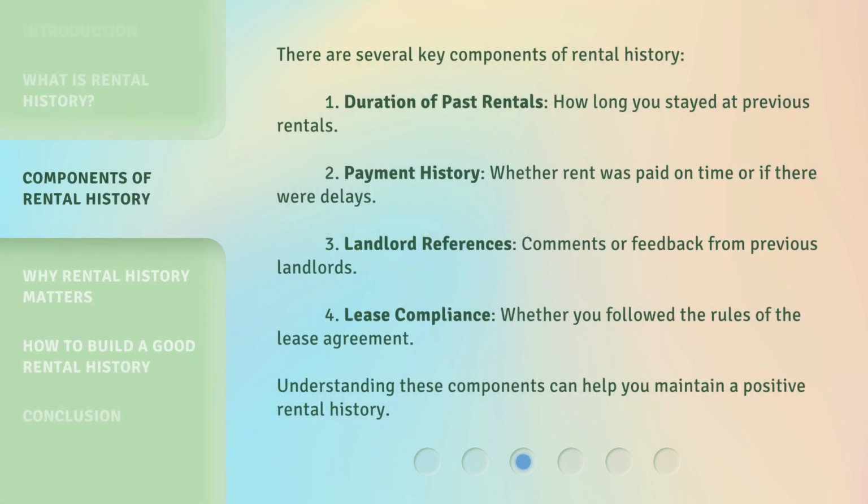There are several key components of rental history. 1. Duration of past rentals. How long you stayed at previous rentals. 2. Payment history. Whether rent was paid on time or if there were delays. 3. Landlord references. Comments or feedback from previous landlords. 4. Lease compliance. Whether you followed the rules of the lease agreement. Understanding these components can help you maintain a positive rental history.